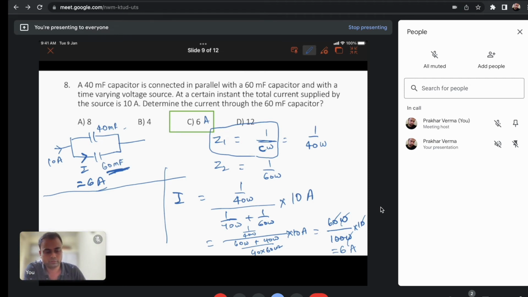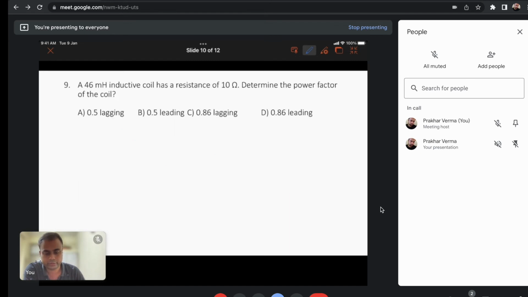Now moving to our ninth question. So in the ninth question, a 46 millihenry inductive coil has a resistance of 10 ohm. Okay, so this is a coil, so this is not a perfectly ideal inductive coil. So this is a coil which is having some resistance. So determine the power factor of this coil.